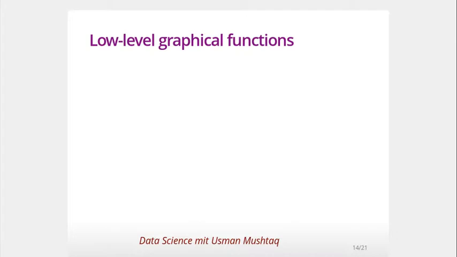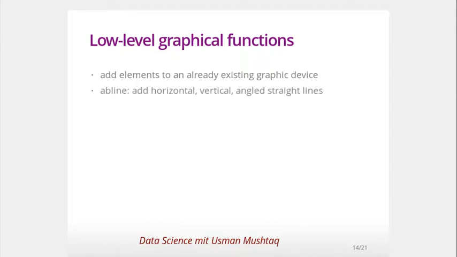So what are the different low-level graphical functions that we already discussed in our first visualizations video tutorial? If you see the first video in this visualizations series, where I mentioned the basic concepts, these low-level graphical functions were covered there, but now let me give you a brief overview again. They add elements to an already existing graphic device. Abline is used to add horizontal, vertical or angled straight lines, with slope and coefficient if you have them.